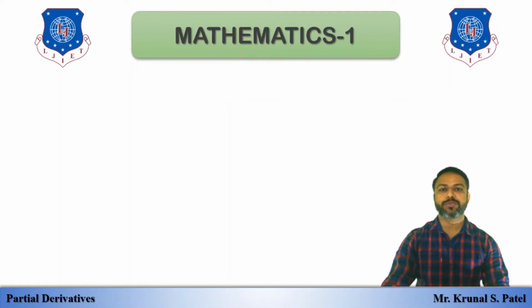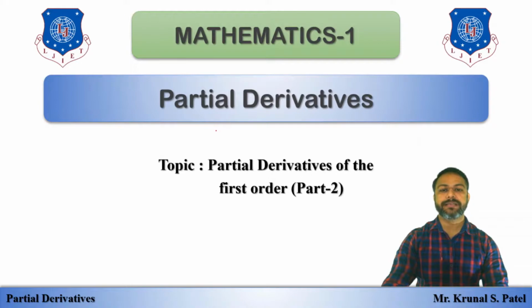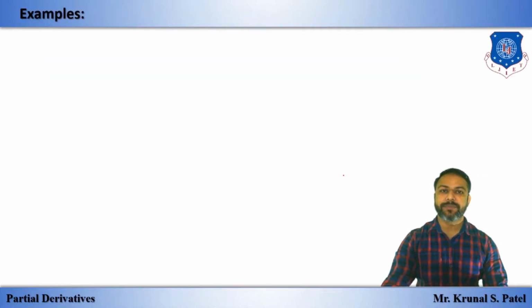Let's start with the course Mathematics 1 and the same chapter, partial derivatives, and today's topic is partial derivatives of first order. As we have seen in the previous lecture what a partial derivative of first order is, but in this topic, that means in part 2, we are using only differentiation formulas and rules to solve the examples. So let's start with the first example.